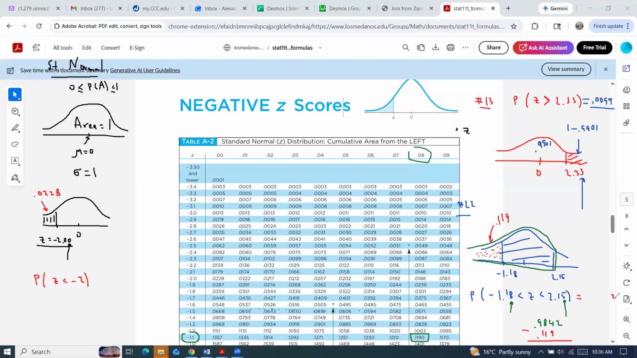So 2 will stay, and then there'll be 5. So borrow 1, 7 minus 1 is 6, and 1 minus 1 subtracted from 9 is 8. You can use calculators to subtract if you want. So I believe this is 0.8652. That's how we found another area.